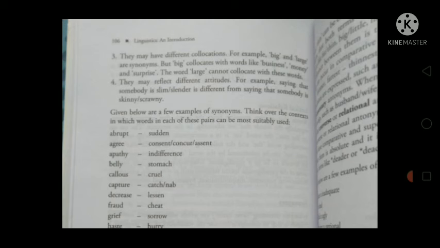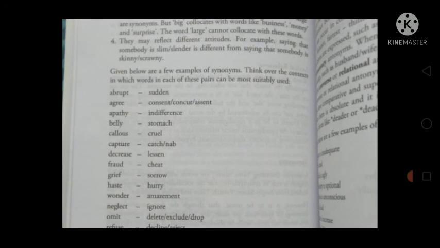They may reflect different attitudes. For example, saying that somebody is slim or slender is different from saying somebody is skinny or scrawny. So there is a difference between similar words according to the attitude. Let's see some examples of synonyms.